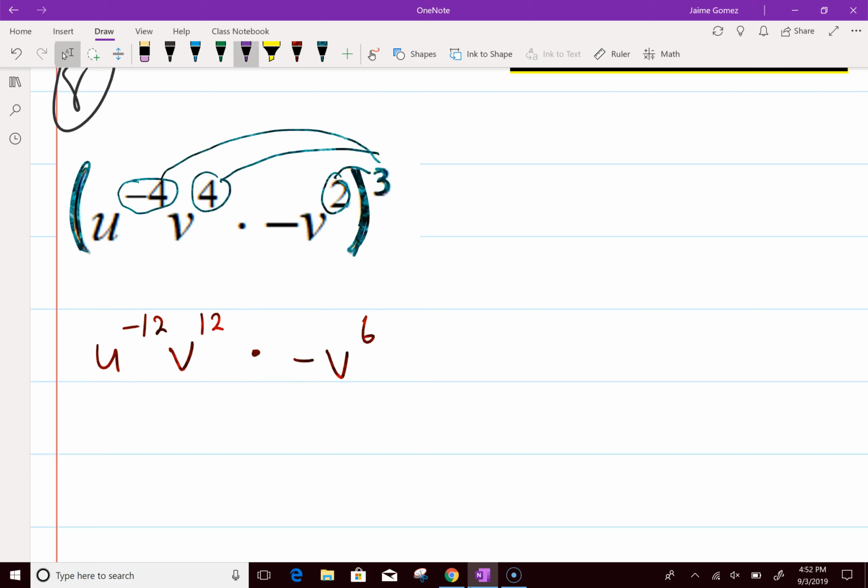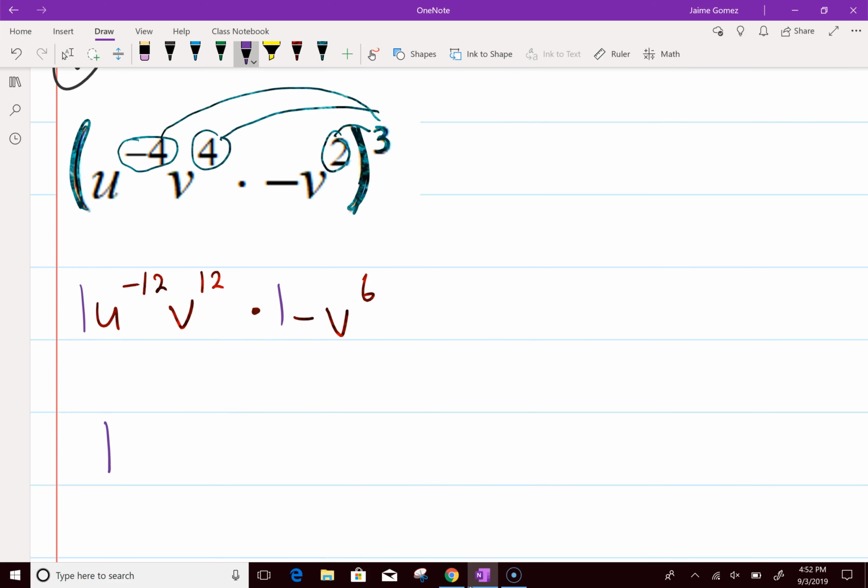Now we multiply. There's a 1 right here and a 1 right there. Well, 1 times 1 is still going to give us the 1, so we still have a 1. Now the u. Are there any u's over here? No. So leave u with a negative 12 for right now. We'll fix the negative in a little bit. Then v and v. Remember that when you multiply, you add.